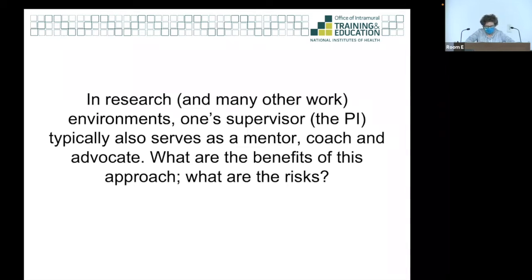Now, there are some benefits of this approach, right? Saves time. One person gets to know you better. They can sort of move from one role to another easily. When they're writing a letter of recommendation, they know a whole lot of examples to give. There are some potential benefits, but there are also some risks. And in fact, there are pretty important risks to discuss.